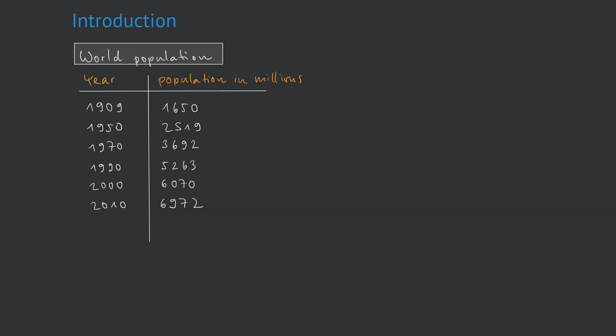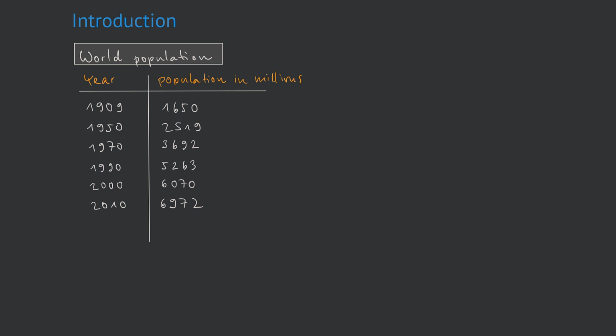An example where it's useful to use a table to describe or to define a function might be the world population in different years. Here, the year or the time is once more the independent variable, whereas the population in millions is the dependent variable.